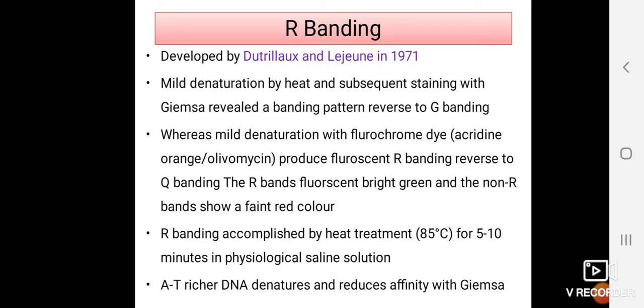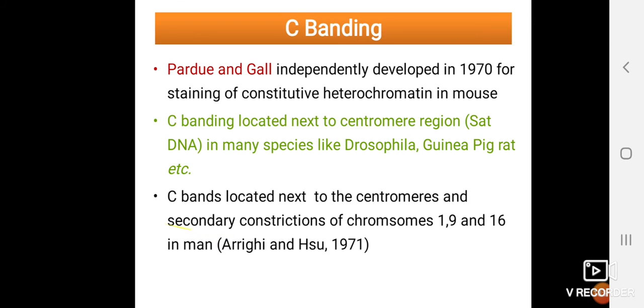Denaturation followed by a fluorochrome dye, that is acridine orange or olivomycin, produces a fluorescent R banding, the reverse of the Q band. Not G band, reverse to the Q band, because here fluorescent dyes are being used. R bands are fluorescent bright green regions, and non-R bands give a faint red region. R banding is accomplished by heat treatment, mainly for 5 to 10 minutes, and here AT-rich DNA denatures and reduces the affinity for the Giemsa.